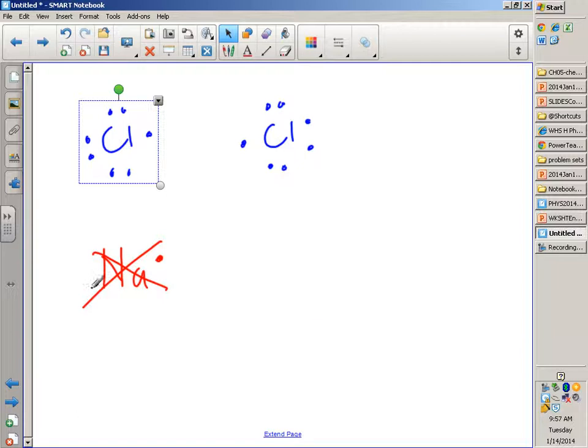When sodium's around, it's all cool. But when there's another chlorine around, we have a problem. Will this chlorine steal an electron from this chlorine? This chlorine doesn't want an extra electron any more than this chlorine wants an extra electron. It won't take one from the other chlorine. They both want electrons just as much.